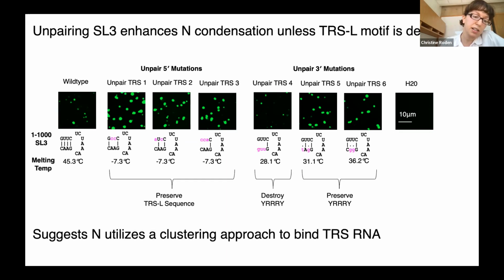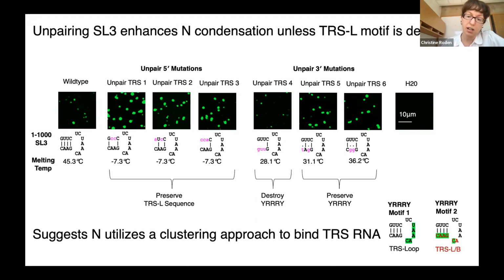And this suggested to us that N utilizes a clustering approach to bind TRS RNA, where there's a motif in the loop sequence of the TRS and a second motif contained within the stem itself, which is actually the TRS-L/B sequence.